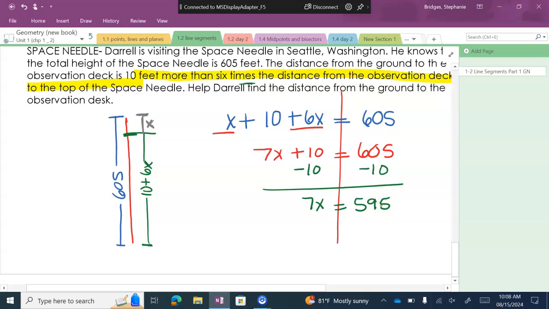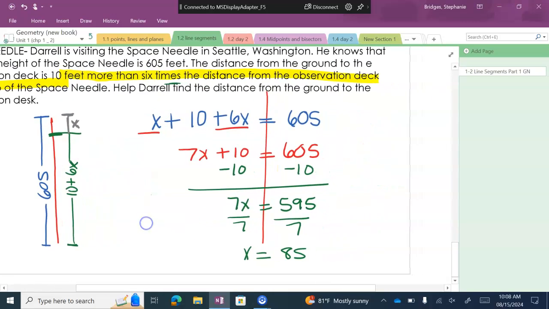And then what do I do? And so x is going to equal 85. Now here's my question. Is that what they asked me for? No. Okay, they asked me, x, remember, represents from the observation tower to the top. What did they ask me for? Observation tower to the bottom. So what do we have to do with that 85 now?